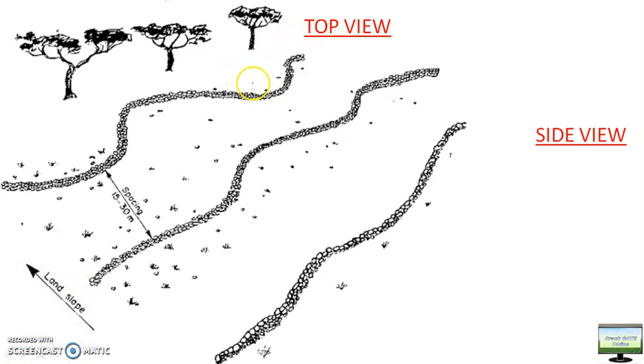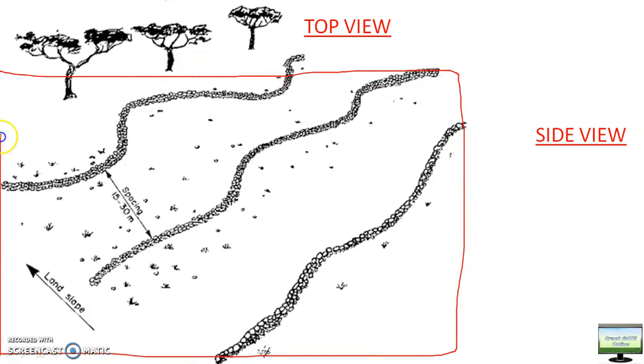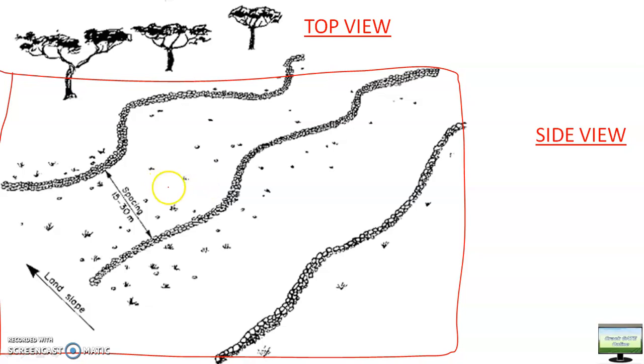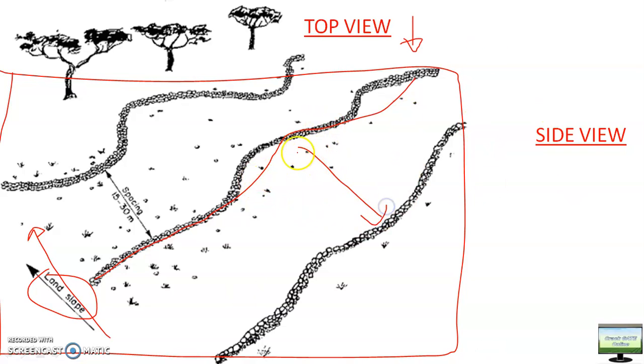If this entire area is an agricultural field, how will the bund look from the top? If you are seeing it from a helicopter or from the top of a building, this is the bund line. This is the land slope, and across the land slope you are bunding it. This is the distance between the two bunds.